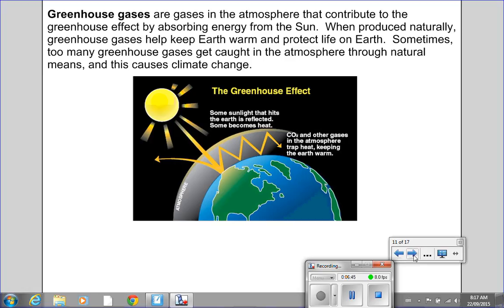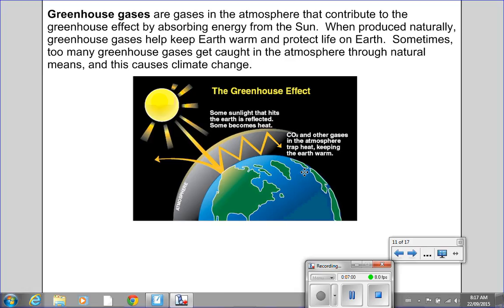We're going to talk a lot more about this in future lessons, and I have a feeling Hillary's going to talk about this in science as well. But here's a quick summary of the greenhouse effect.